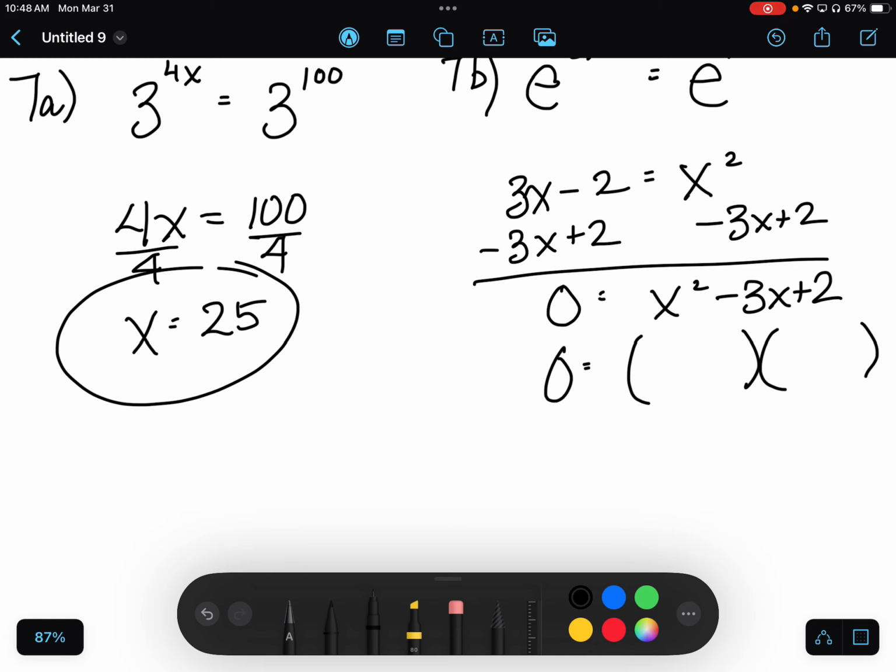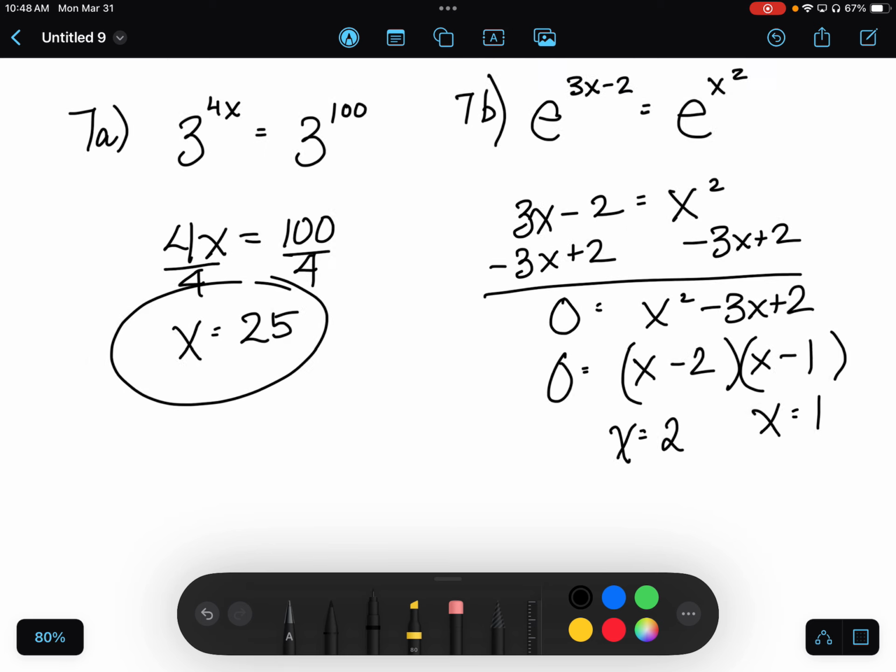What times what gives me x squared? What times what gives me 2 but adds up to be negative 3, negative 2, and negative 1? And if I set them each equal to 0, I get 2 and 1.